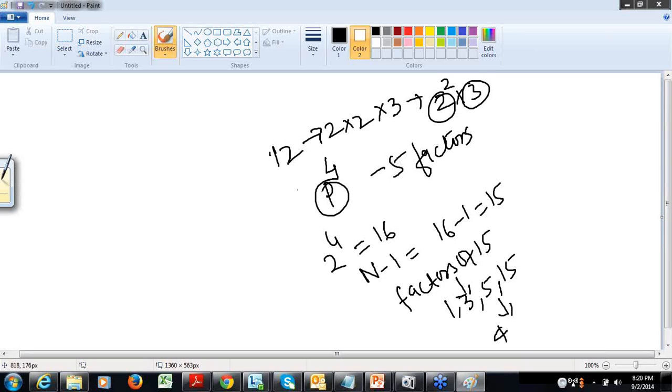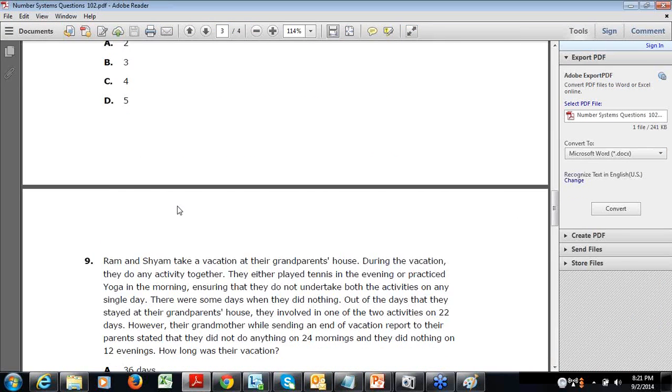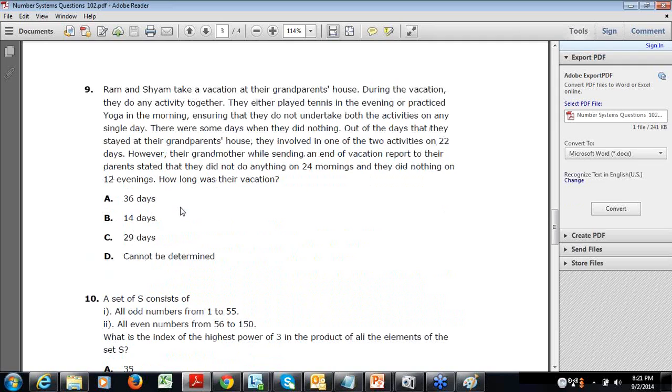So p to the power 4 will have 5 factors. So 2 is the minimum prime number that we have. So 2 to the power 4 is 16, n minus 1 is 15. So what are the factors of 15? 1, 3, 5 and 15. So the number of factors of 15 is 4. So we'll go ahead and mark option number C. Okay, this is a very good question again.